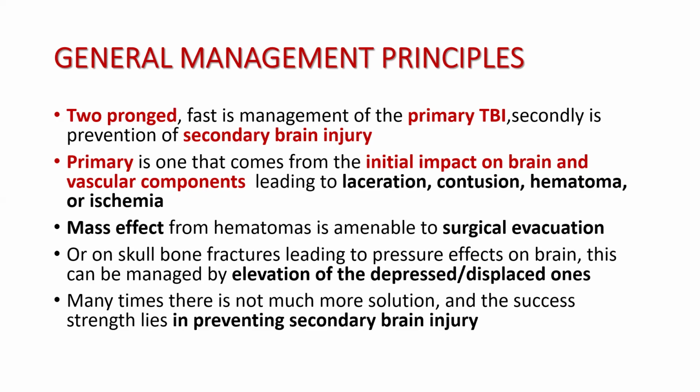Primary brain injury is the one that comes from the initial impact on the brain and the vascular components of the head, and that can lead to lacerations of the brain and its coverings, contusions of the brain, hematomas, or ischemia. So this primary impact can have these hematomas, lacerations. They can have a mass effect, and this one can be removed if you are in a center which has the capacity of doing these evacuations. You manage the primary head injury by evacuating the clots.